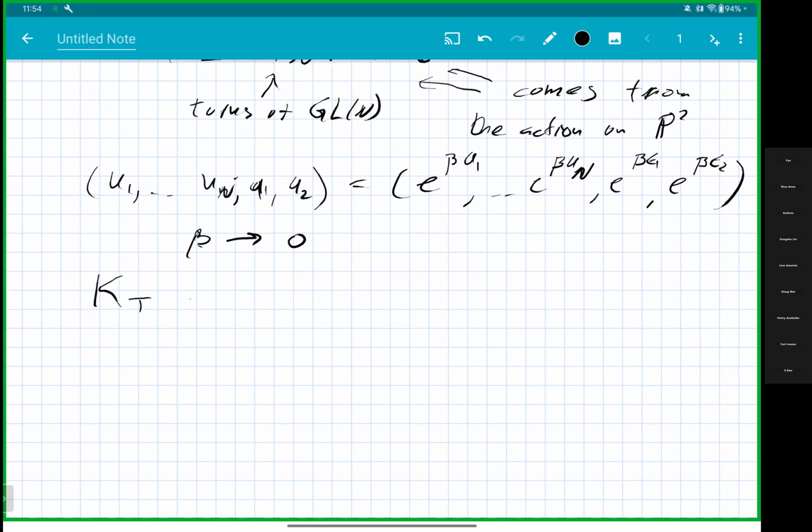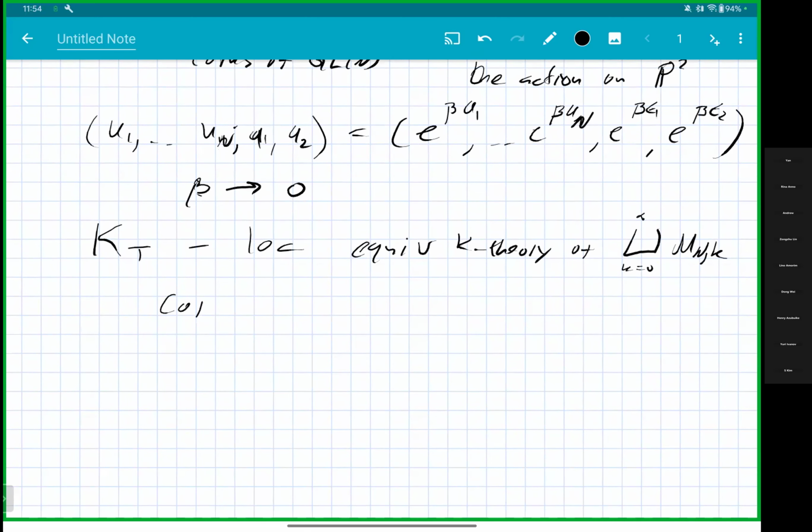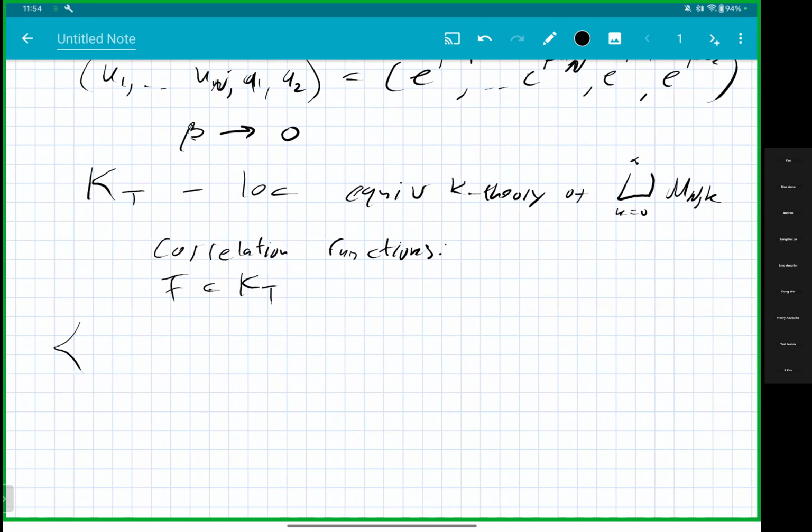So let's denote by KT the localized equivariant K-theory of this disjoint union, so to say. And now we could define a correlation function. For any class F in this KT, we write by definition the correlation function to be such a ratio.